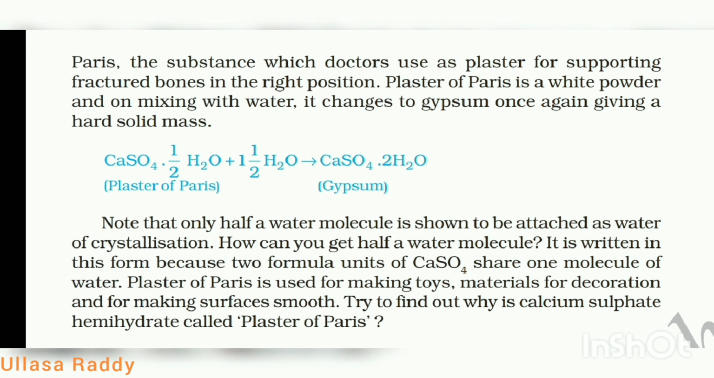The very important uses of plaster of Paris are materials for decoration, making toys and making surfaces smooth. Try to find out why calcium sulfate hemihydrate is called plaster of Paris. It is by adding the water, 1 1/2 H2O. This is a very interesting topic. The plaster of Paris is nothing but calcium sulfate hemihydrate.